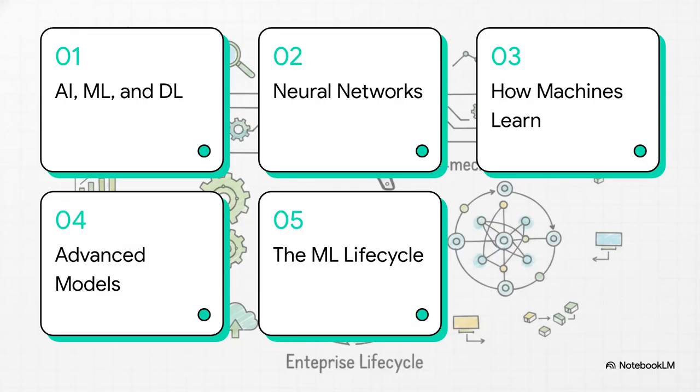All right, let's just quickly look at our roadmap for this explainer. We've got 5 main stops. First, AI, ML, and DL. Second, inside artificial neural networks. Third, how machines actually learn. Fourth, transformers and advanced models. And finally, managing the ML lifecycle. Okay, let's jump right in.